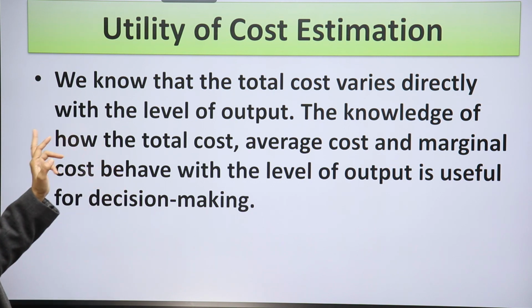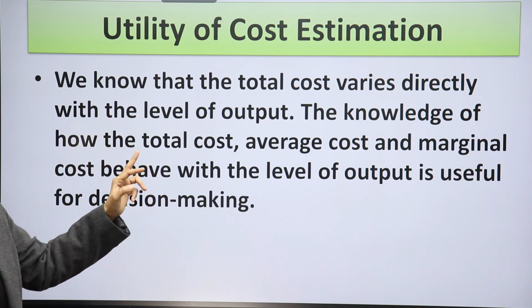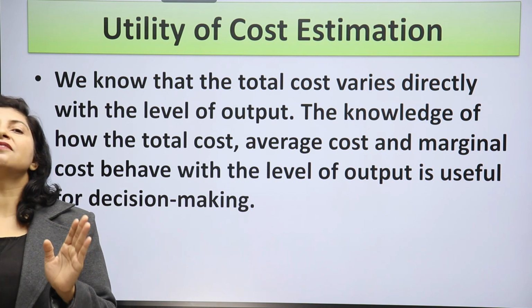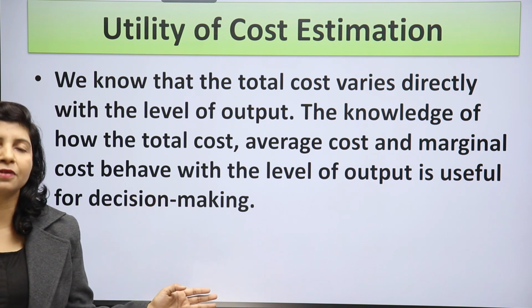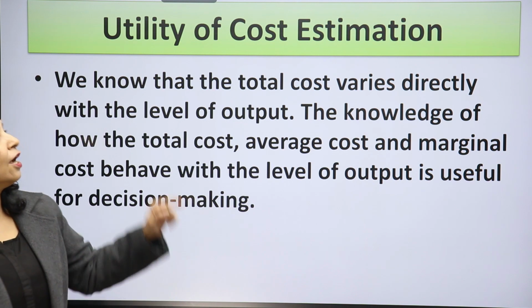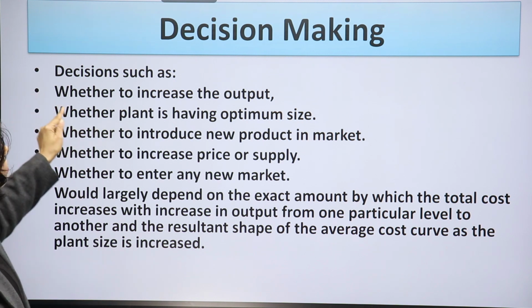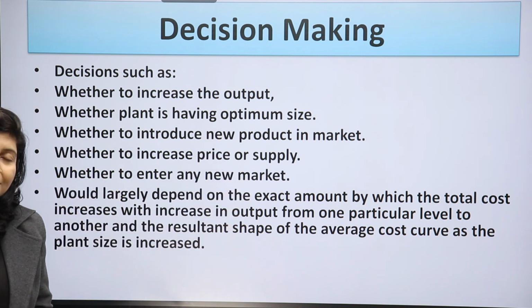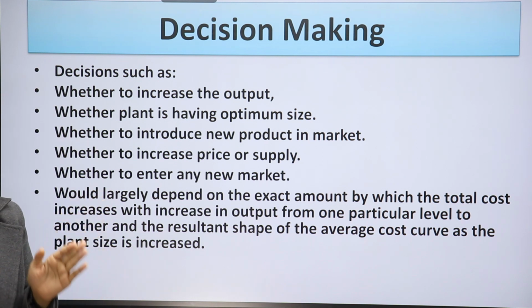The knowledge of how the total cost, average cost and marginal cost behave with the level of output is useful for decision making. In your business, decision making is a very important task, otherwise you may fail in your business or lag behind in the market. So for that you need cost estimation. Decision making may be of different types. Some may be regarding whether to increase the output. You may have to consider at some points whether you have to increase or decrease your output, and what will be the cost involved in that.